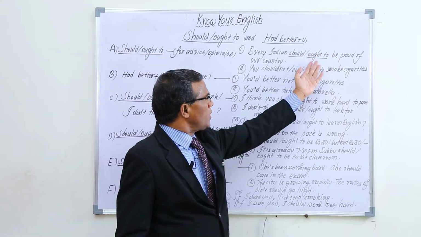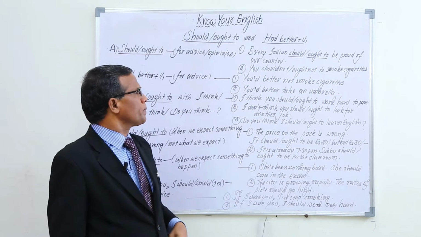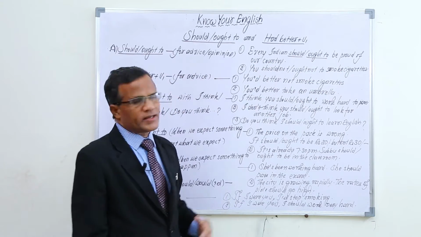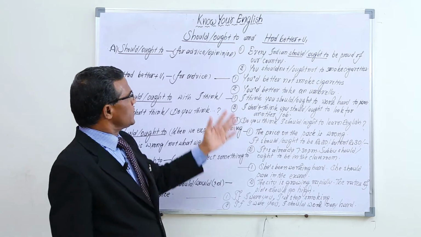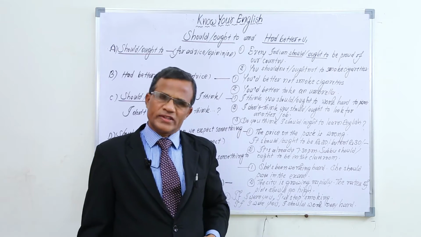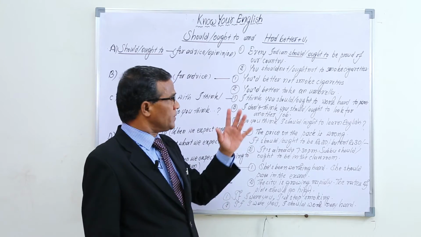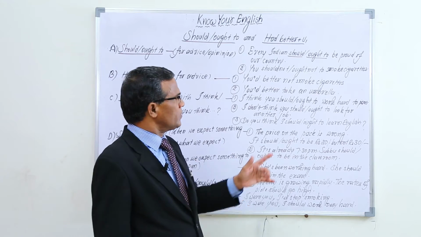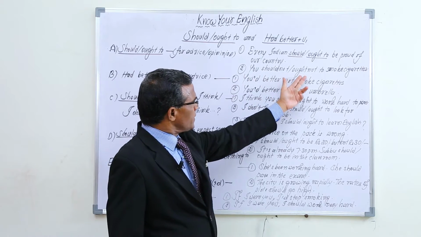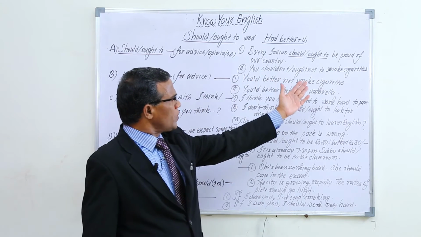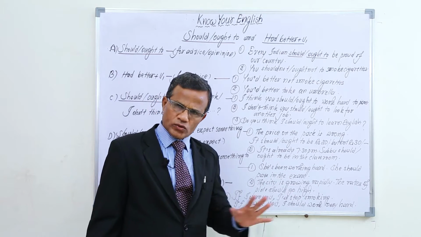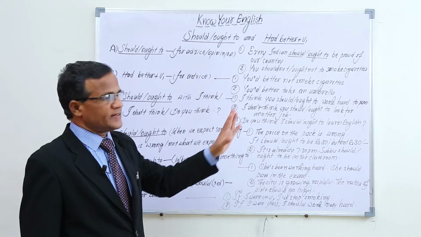Every Indian should or ought to be proud of our country. So it is the right thing. Should or ought to gives the sense of a right thing or good thing. It is a good thing for every Indian. It is the right thing for every Indian to be proud of our country. And in the same way, you should not smoke cigarettes, or you ought not to smoke cigarettes. Means it's not better for you to smoke cigarettes. It's not good for you to smoke cigarettes. In this way, we can suggest.